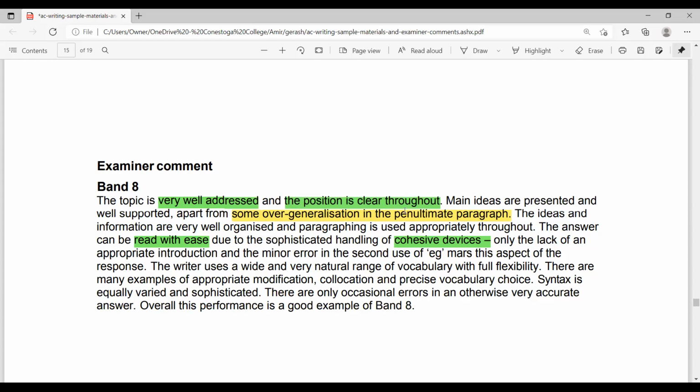The position is clear throughout, from the beginning to the end. In each paragraph, you can see that the writer believes in agreement with this statement. That is why we say position is clear. It is very important if you want to get a high score in your writing. But as I said, the only problem for task response is overgeneralization in the penultimate paragraph; it was better actually to narrow down with some examples.